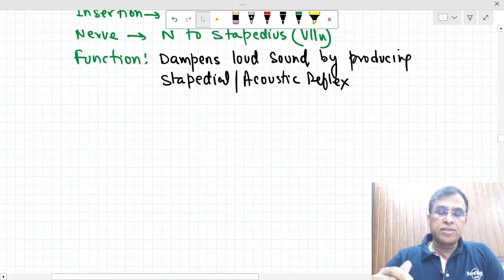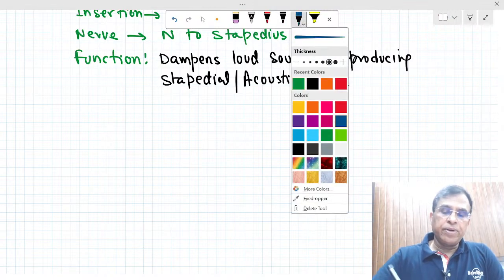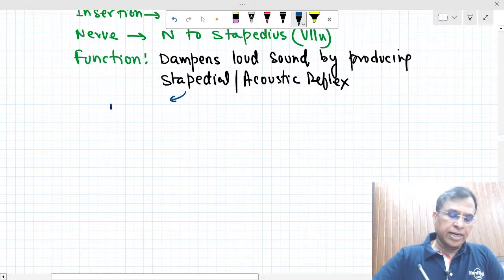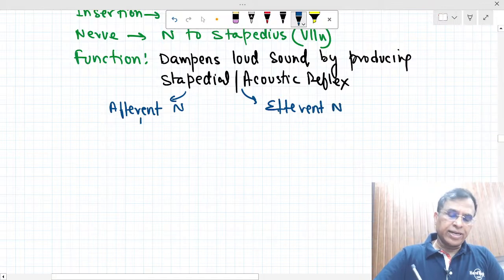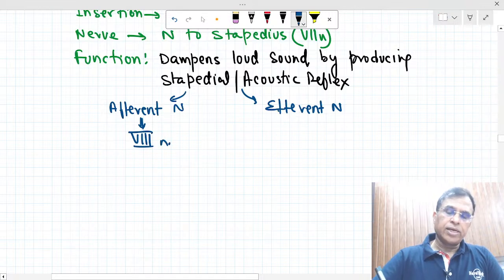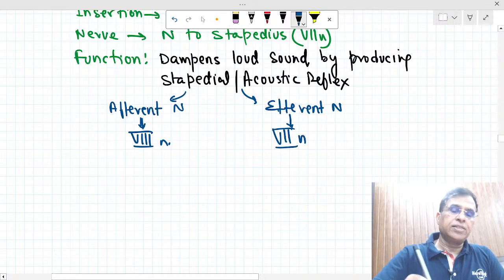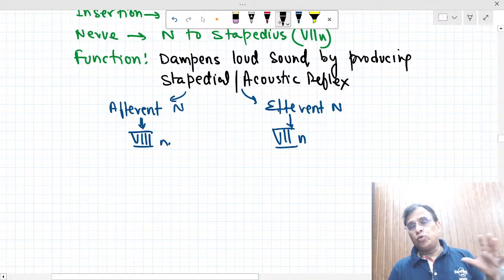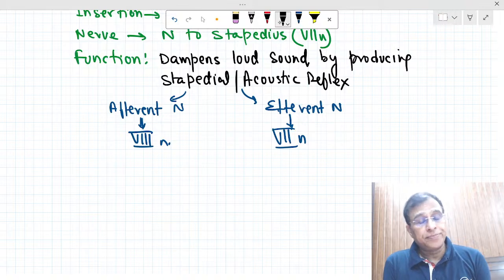Now, talking about the stapedial reflex, like every other reflex, the stapedial reflex also has an afferent nerve and it has an efferent nerve. And it's a very important MCQ that the afferent nerve is the 8th nerve in the stapedial reflex, and the efferent nerve is the nerve that supplies the muscle, which is the 7th nerve. So these are the two nerves participating in the reflex, 7th and 8th. One is afferent, one is efferent.